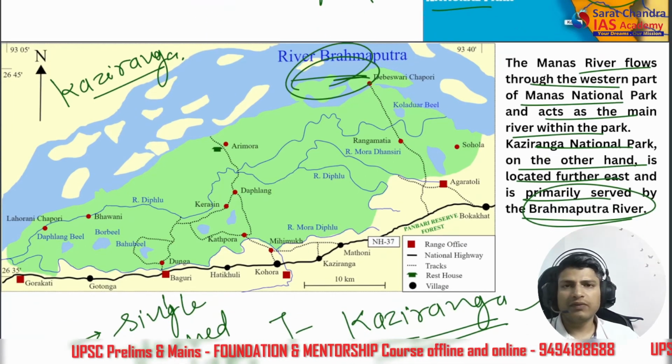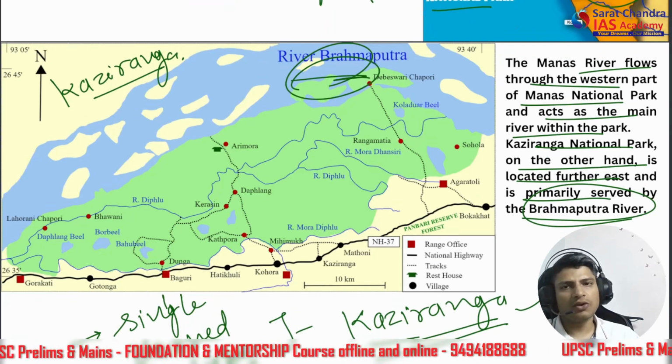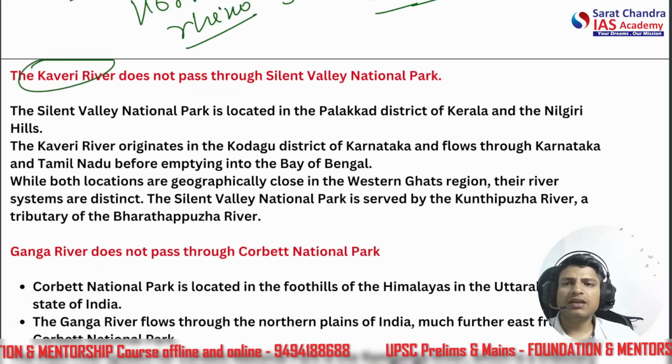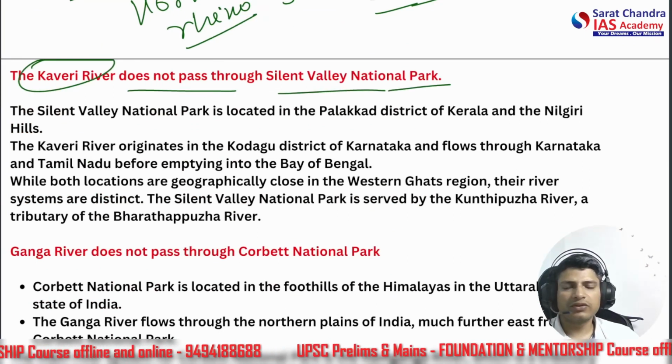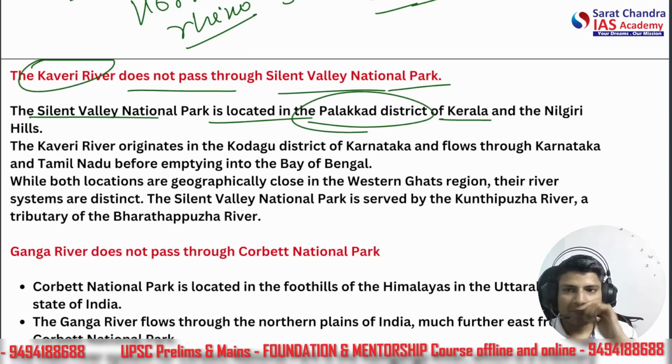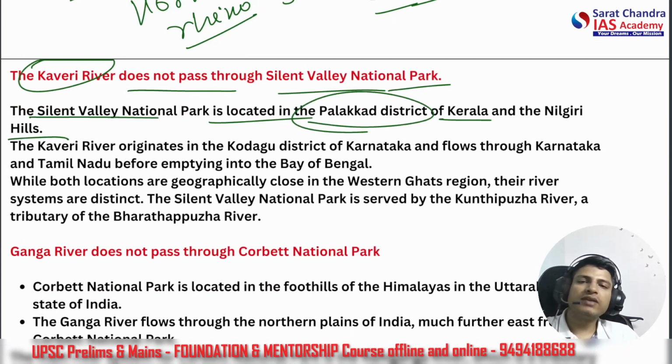But as we read the rivers, we will be covering all the tributaries of the rivers, etc. All right. So next one is that Kaveri River does not pass through Silent Valley National Park. So this is natural. Silent Valley National Park is located in the Palakkad district of Kerala and Nilgiri Hills. So why is it known as Silent Valley?